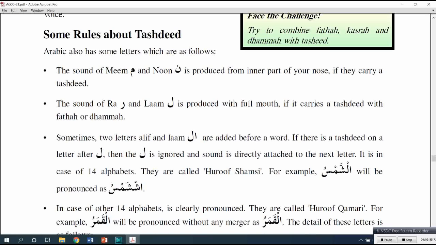Sometimes two letters, Alif and Lam, are added before a word. If there is a Tashdeed on a letter after Lam, then the Lam is ignored and the sound is directly attached to the next letter. It is in case of 14 alphabets. They are called huruf shamsi, like ash-shams. What is shams? Shams in Arabic means your sun.